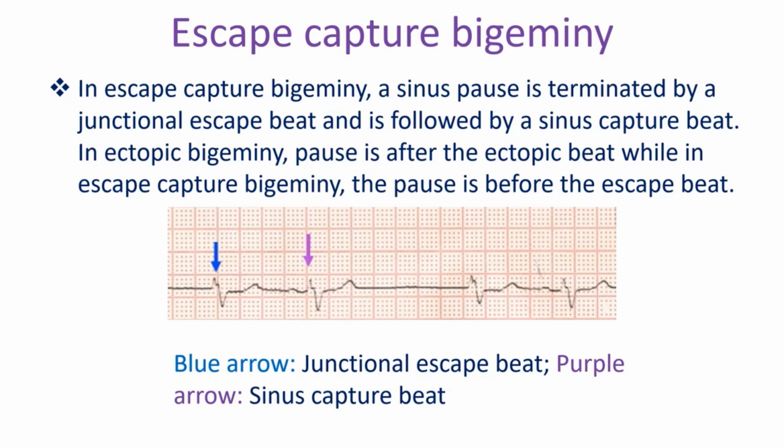In escape capture bigeminy, a sinus pause is terminated by a junctional escape beat and is followed by a sinus capture beat. In ectopic bigeminy, the pause is after the ectopic beat, while in escape capture bigeminy, the pause is before the escape beat. The sinus capture beat has an upright P wave in lead 2, indicating antegrade conduction.